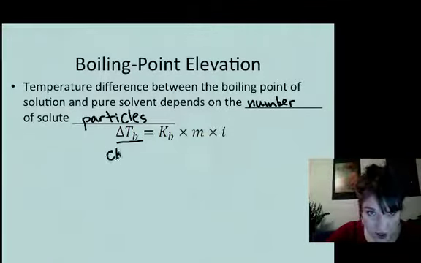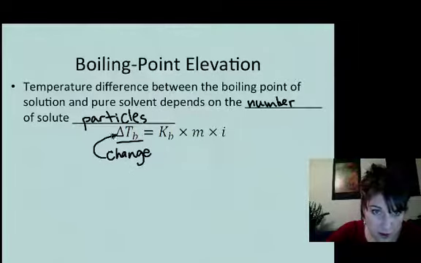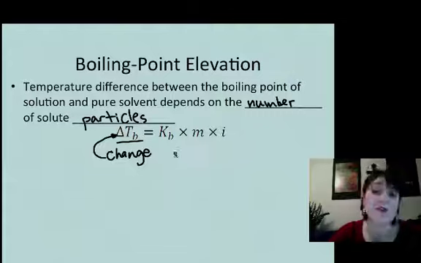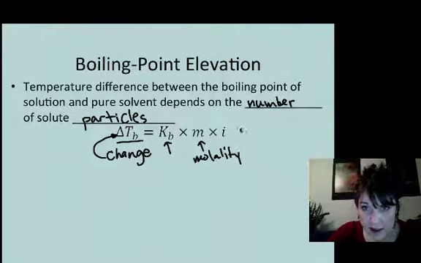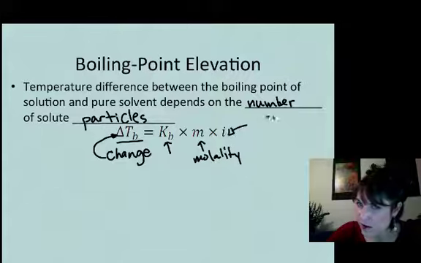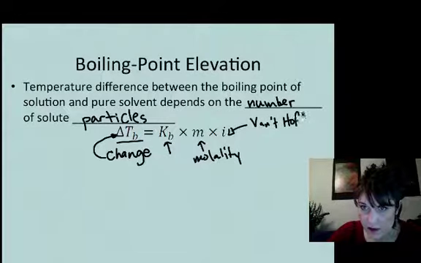Notice this is change in boiling point. Not what the new boiling point is, but how much it's different. So you've got to know what the boiling point is to start off with, and then add the change to it. And K stands for some constant, and M is molality. And then i is something I don't think that we've dealt with before. It's called the van't Hoff factor. We'll get to that soon.